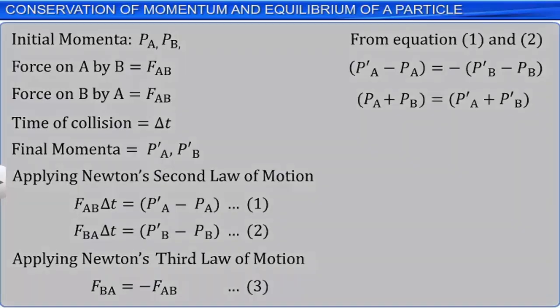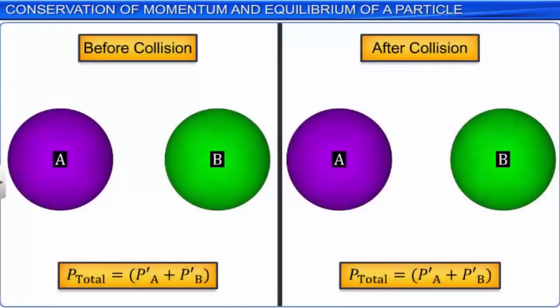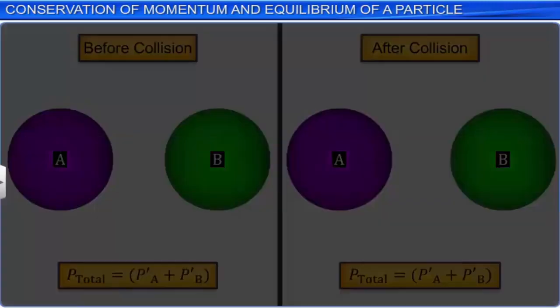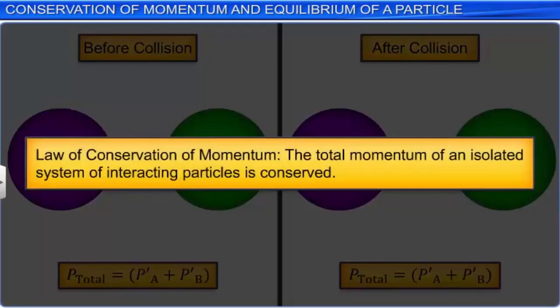This shows that the total momentum before the collision is equal to the total momentum after the collision. This proves that the law of conservation of momentum holds true for all isolated systems.